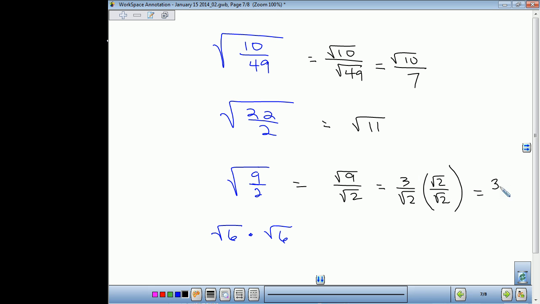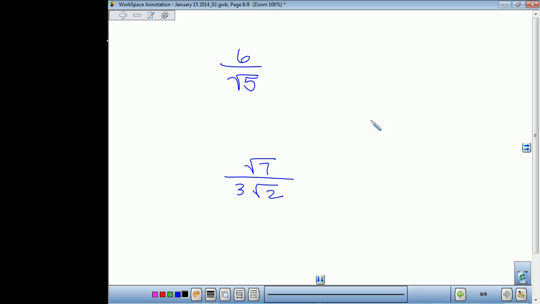3 times the square root of 2 is just that. And the square root of 2 times the square root of 2. Now remember, we said whenever we multiply a radical times itself, it's just that number. So the square root of 2 times the square root of 2 is 2. Okay? I have a few more examples I was going to do. I'll post them on my notes for you guys, but we ran out of time.